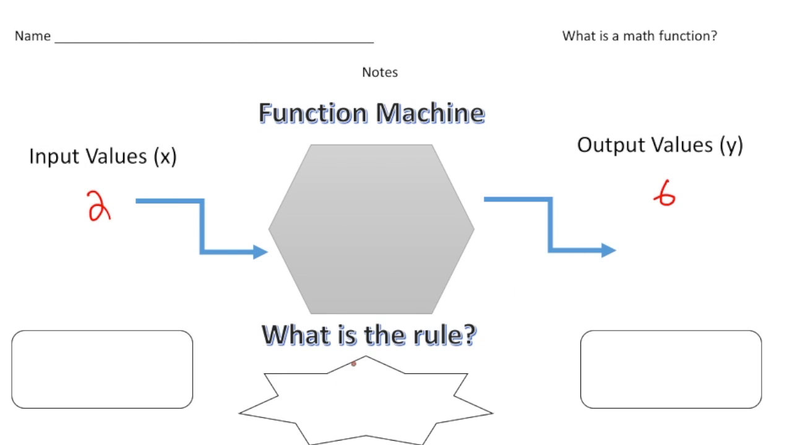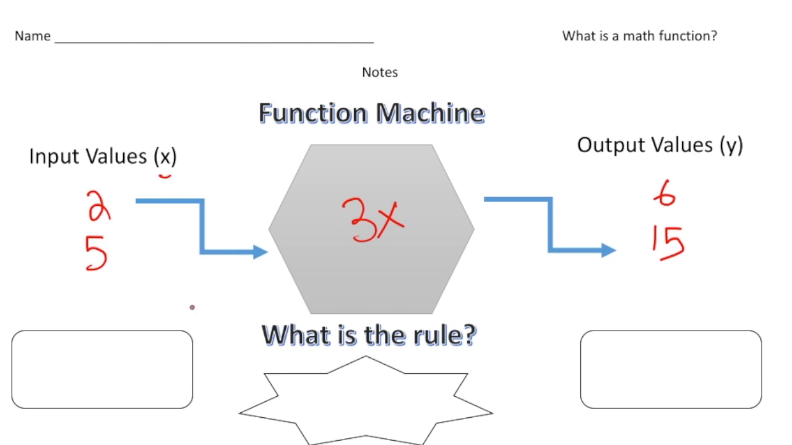So what could the rule be? What's happening to our x value to make it the y value? Maybe you're saying times 3, or it could also be plus 4. We just don't know, so let's put another number in. I'm going to put a 5 in, and out comes a 15. Now that we have 2 inputs and outputs, can you figure out the rule? The rule is times 3. So the x value is being multiplied by 3 to get the y value.